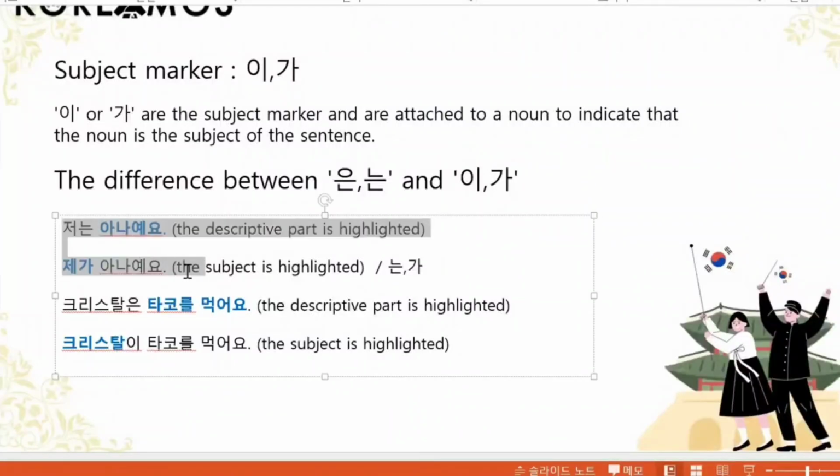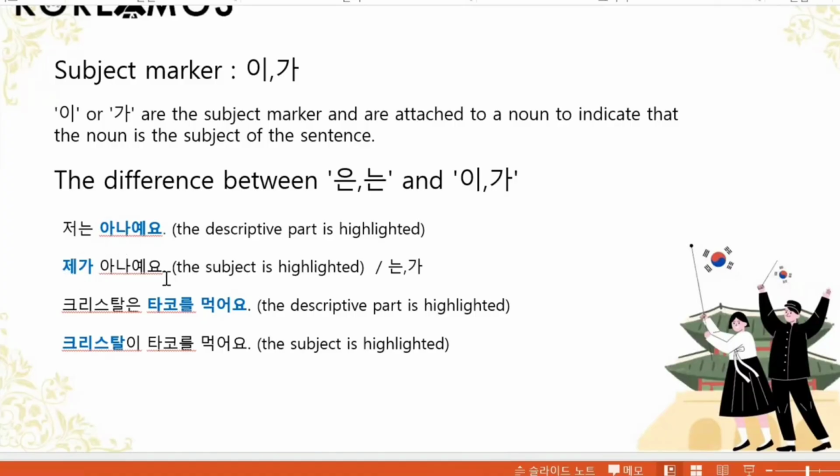Can you read these two sentences? 저는 아나예요. And the next one? 제가 아나예요. Anna is just the name Anna, A-N-A. So the first one is "I am Anna," and the second one is also "I am Anna."